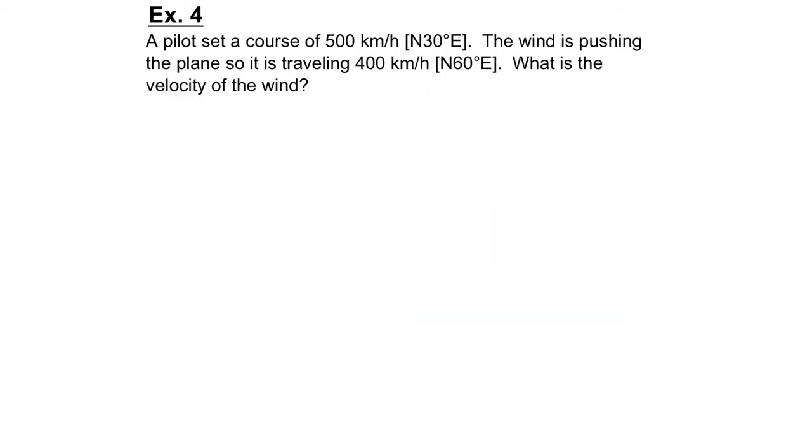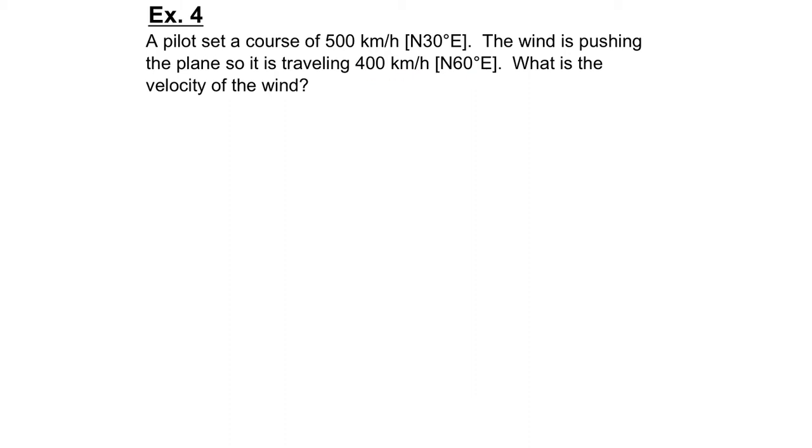And here's my last example. A pilot set a course of 500 kilometers per hour north, 30 degrees east. The wind is pushing the plane, so it is traveling 400 kilometers per hour north, 60 degrees east. What is the velocity of the wind? The picture here is the pilot is pointing the plane in a certain direction and traveling at a certain speed, but after the wind is pushing the plane, the resultant velocity is 400 kilometers per hour in a different direction.